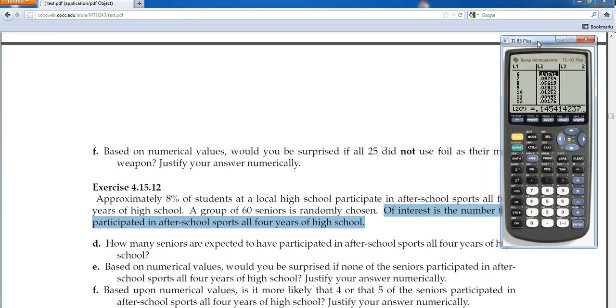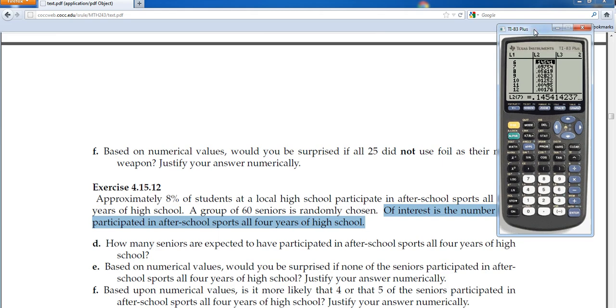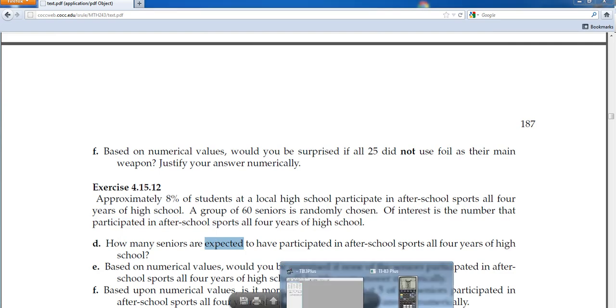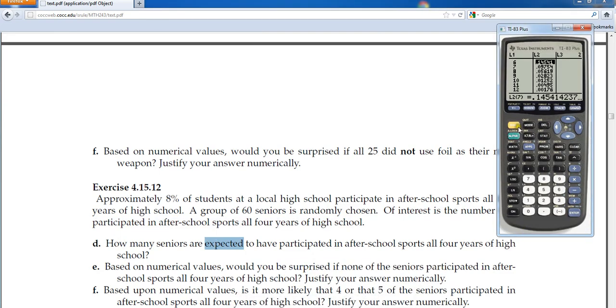So now it asks us a number of questions based off that distribution. So first, how many seniors are expected to have participated? Expected. So out of 60, how many would you have expected? Well, that's the average of the distribution. So we'll go to 1-Var Stats. We'll do it this way first, then we'll talk about it a different way. L1, L2. On average, 4.8 of the 60.